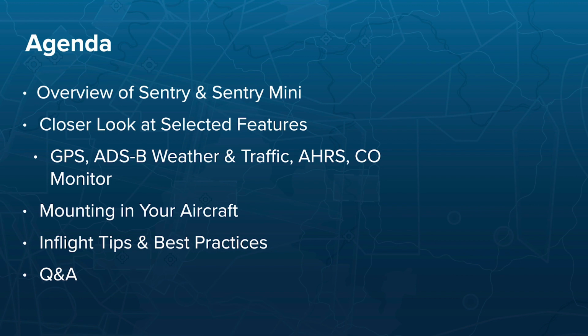So as for our agenda today, we'll start with a quick overview of Sentry and Sentry Mini, comparing the two devices and which features each one has. And then we'll dive into some of the selected features from Sentry specifically. Those include its GPS, its ADS-B weather and traffic features, its AHARS for pitch and bank, and its carbon monoxide monitor. Next up, we'll take a look at how you can mount Sentry in your aircraft. We'll follow that up with some in-flight tips and best practices, with each of our participants sharing some of the tips and various pieces of advice that they've learned over the years. And finally, we'll wrap it up with live Q&A.